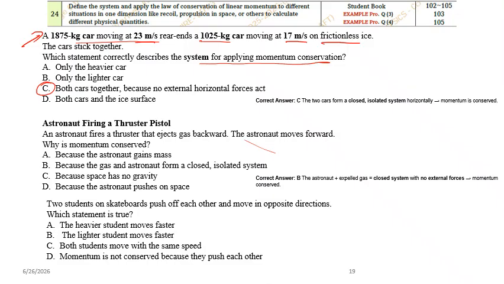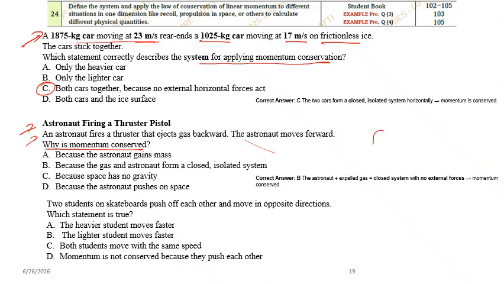Okay. Now, second one, an astronaut firing a thruster pistol. Like we know it, an astronaut fires a thruster that ejects gas backward. The astronaut moves forward. Why is the momentum conserved? Why is the momentum conserved?